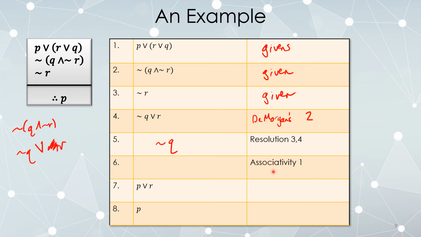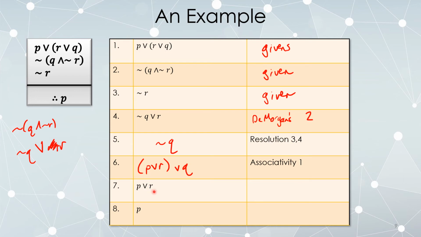And what about line 6? If I want to use the law of associativity on line 1, there's really only one way I can do it, and it's this, P or R or Q. Associativity allows me to move those parentheses around as long as we're not mixing together conjunctions and disjunctions, and we're not, these are both disjunctions. So I move the parentheses over there, that's the associative property of disjunction.